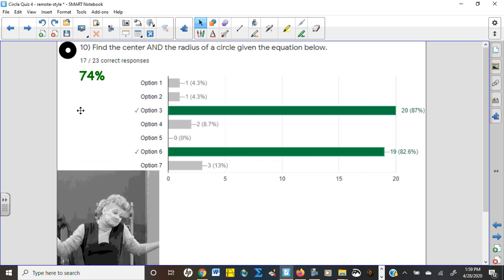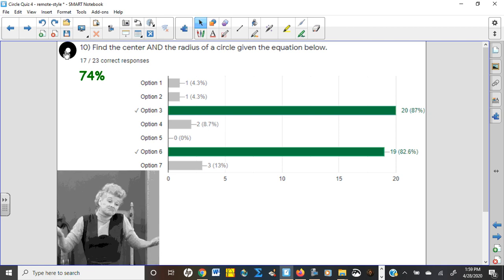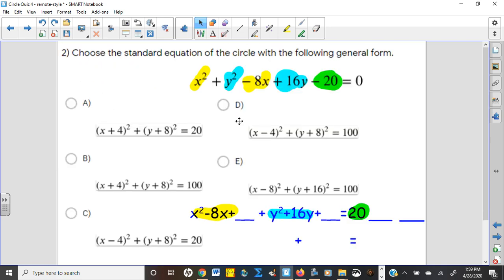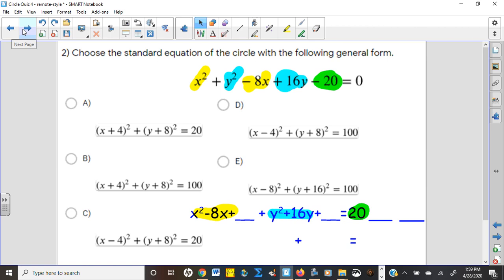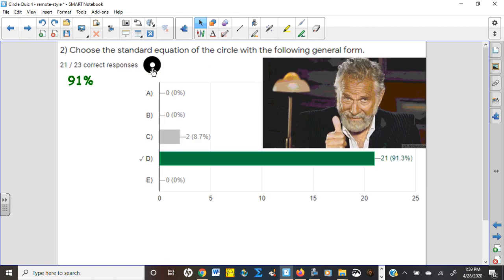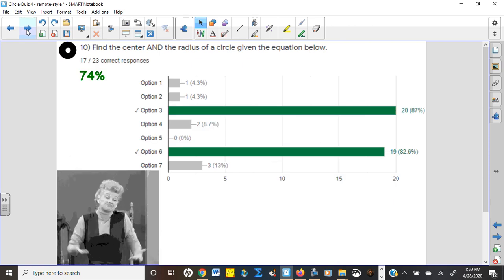Not bad, 74%. I mean, here's something that is interesting. On the only other completing the square problem, which was problem 2, which was really the exact same process, just a slightly different number, 91% of you got the right equation, because that's all you had to do on that one. Now on number 10, which is pretty much the same problem, but we had to interpret the equation once we got it, it dropped about 20%.